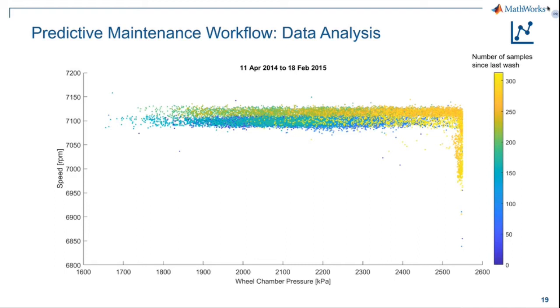So the blue region would indicate the time right after a wash, and the yellow would indicate the time just before a wash needs to occur. What we noticed was as we approached the next wash, so as the turbine gets more fouled, the wheel chamber pressure would rise and the speed would drop. This is consistent with the theory. And this kind of plateauing behavior that we see in this region is the result of some of the control measures that Sasol has in place to prevent the pressure from rising past a certain point.